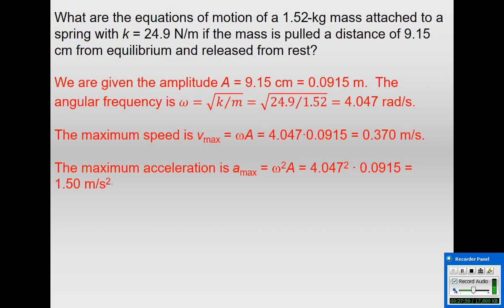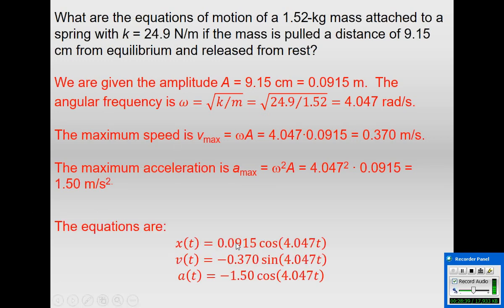The acceleration is not constant. It's equal to omega squared times x. The maximum acceleration equals omega squared times the maximum displacement, but the maximum displacement is the amplitude A. So the maximum acceleration is equal to omega squared times the amplitude, 4.047 squared times 0.0915. We get that the maximum acceleration is 1.50 meters per second squared. And now that we know omega and the amplitude and the maximum speed and the maximum acceleration, we have our equations.